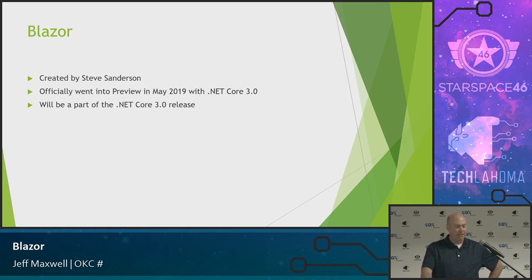But starting in 2020 in the fall, and every year after that, Microsoft said they're going to have a major release. So they'll do .NET Core 5 in fall of 2020, and then 2021 will be 6 and 7, and on and on and on. But Blazor will be a big part of that.